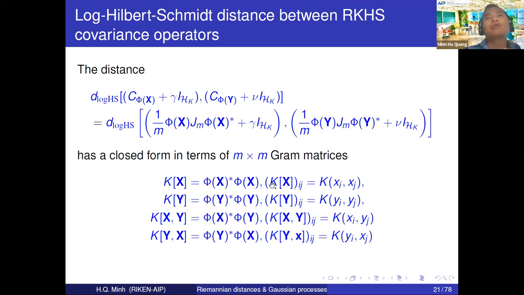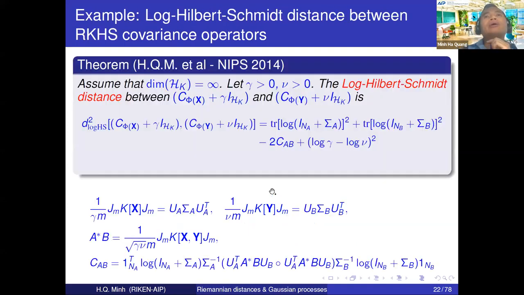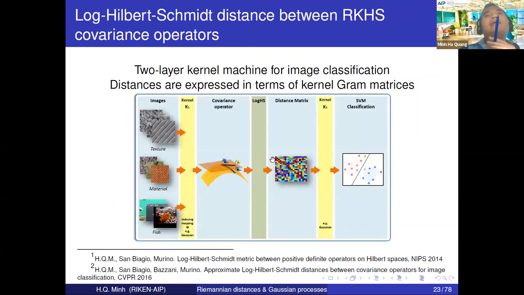The kernel parameters are given with Kxi Xj, for example. Okay, I will not go into the detail of the formula, just to show you that we have closed form formulas in terms of the Gram matrix. Everything can be computed in closed form. And so this has been applied in some kernel classification tasks. For example, a two-layer kernel machine for image classification.